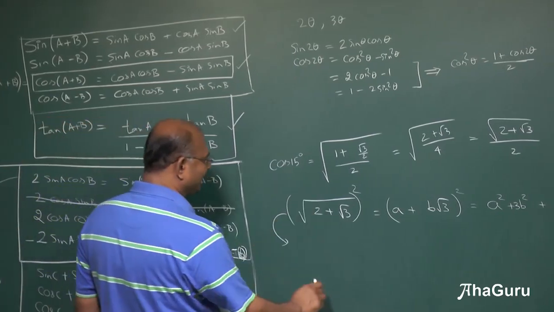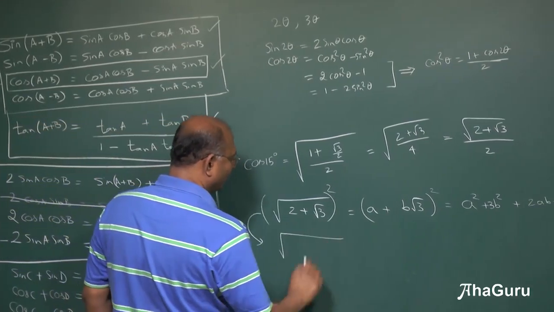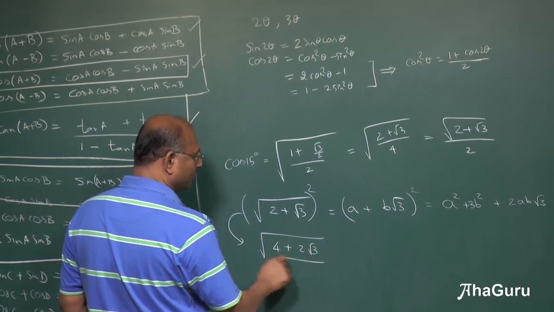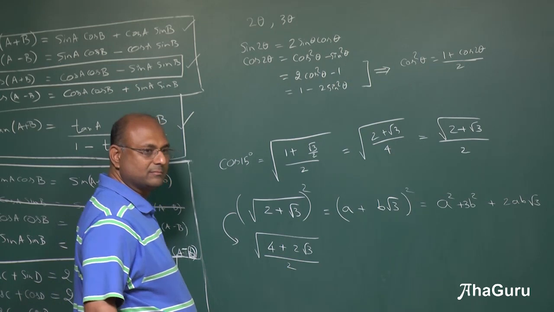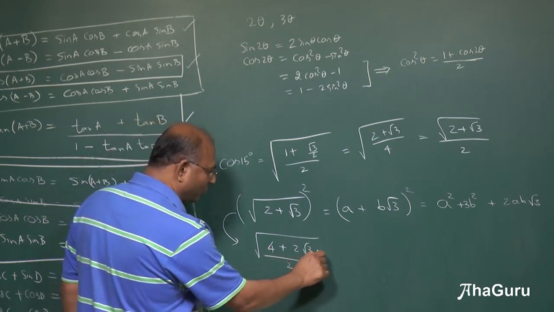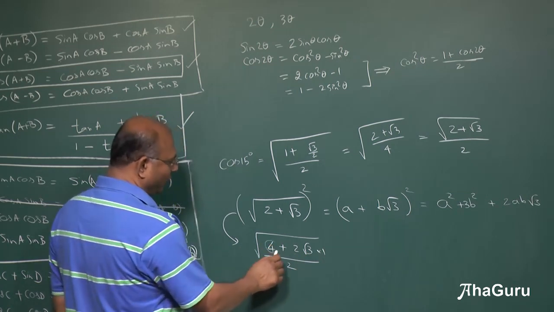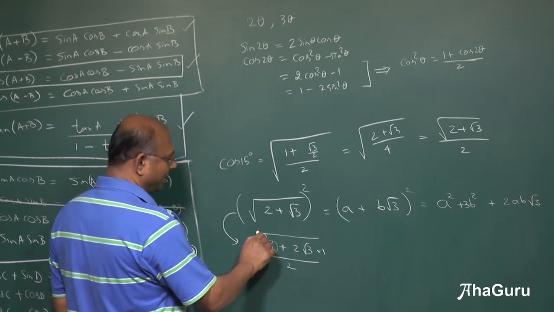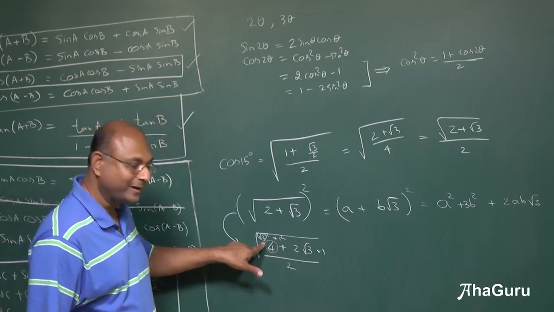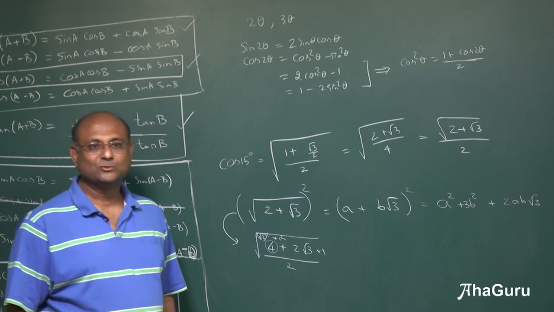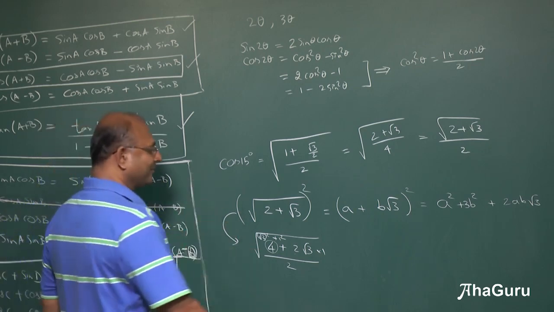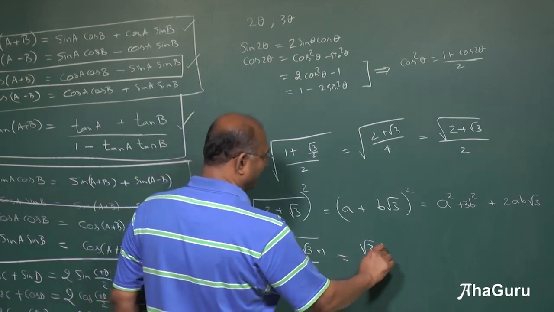So suppose I just rewrote this as root of 4 plus 2 root 3 by 2. And then I thought about this. I said 2 into root 3 into 1, and then 4 is root 3 square plus 1 square. So if you think about this, it's A square plus B square plus 2AB. So it is root 3 plus 1 whole square. Root of root 3 plus 1 whole square is root 3 plus 1.